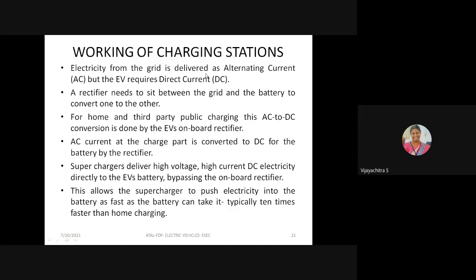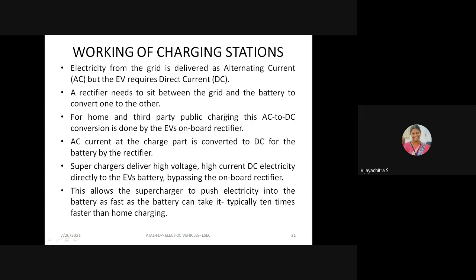So electricity from the grid is delivered as alternating current, but we all know the electric vehicle always requires DC current. We all know AC can be converted into DC by means of a rectifier. So a rectifier needs to be placed between the grid and the battery in order to convert one to the other. Suppose it is a smaller area like home, or a third party public charging, this AC to DC conversion can be done by the electric vehicle's onboard rectifier.